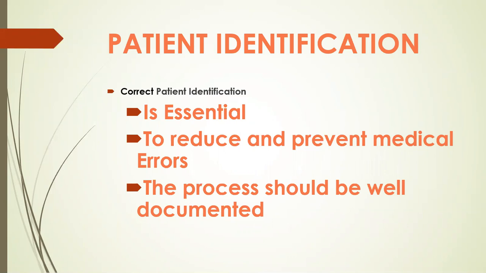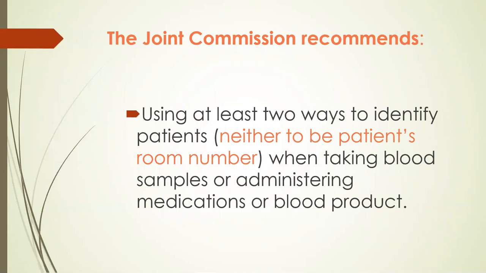Moving on, we're going to talk about patient identification. Correct patient identification is essential. Essential, essential, essential. It is a must, you guys, in order to reduce and prevent medical errors. And the process should be very well documented. So the Joint Commission recommends using at least 2 ways to identify patients, neither of which should be the patient's room number. Okay, when taking blood samples or administering any type of medications or blood products.